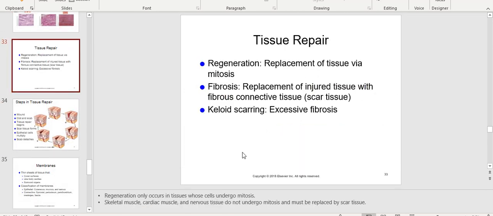Tissue repair, regeneration, replacement of tissue via mitosis. Fibrosis, replacement of injured tissue with fibrous connective tissue. We'll get scar tissue. Keloid scarring, excessive fibrosis. Okay.